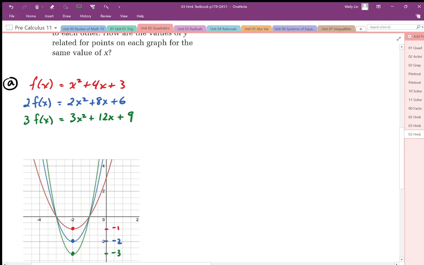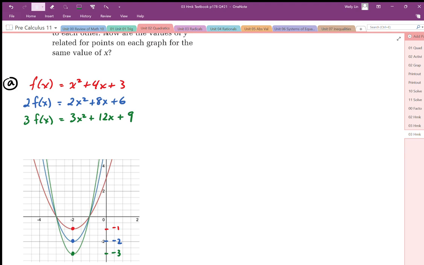So as I plug in the same x, my y values are going to change. In fact, they are expanding or moving away from the x-axis by a factor of 2 and 3. And I can actually do this for every single coordinate, and we can actually do this with a table of values.